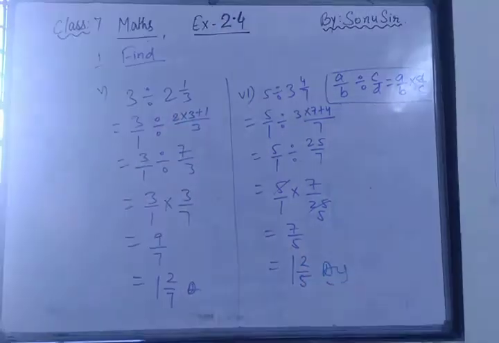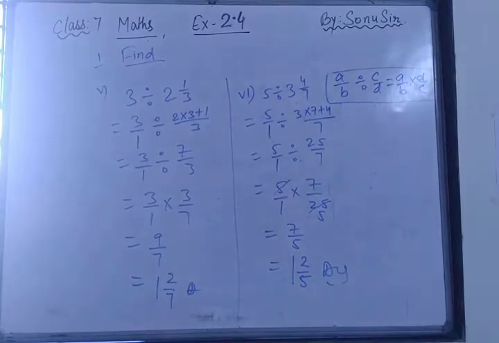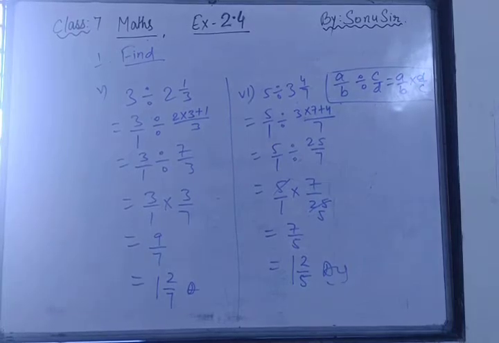Got it? So this was our first question, all the parts. A, B, C, D has 1, 2, 3, 4 and this 5, 6. Total 6 questions are there, right? Any doubt in this first question? Then if you are having any doubt, please drop your doubt into the comment box section.